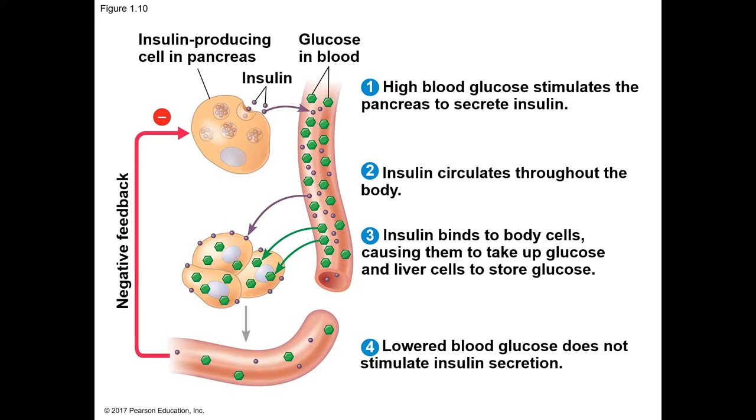The glucose itself can't get directly into the cells. It needs something to help it get in, which is the insulin. And so the insulin's important. Now, if you look at the fourth step here, lowered blood glucose does not stimulate insulin secretion. So at the end, step four, you get this insulin produced, right? It's not going to cause the input of more insulin into the system. It's going to shut it down because you've got lower glucose on the back end than you do on the front end. So it's going to be a negative feedback loop.